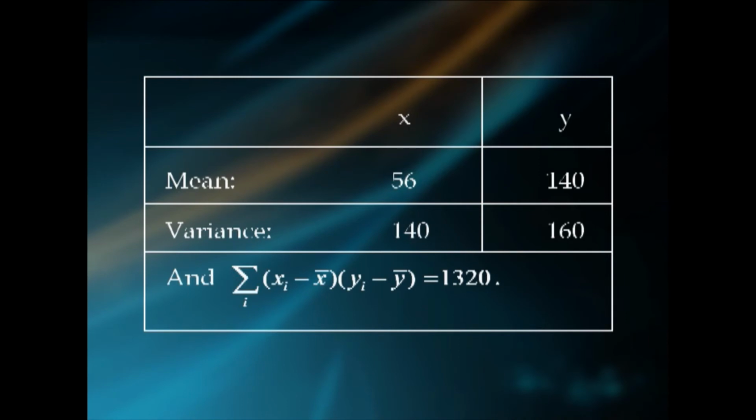Problem. The following are obtained from the age x and systolic pressure y data of 10 individuals. Means of x and y values 56 and 140 respectively. Variances are 140 and 160 respectively. And summation over i, xi minus x bar into yi minus y bar equal to 1320. Using appropriate regression equation, estimate blood pressure of an individual aged 50.